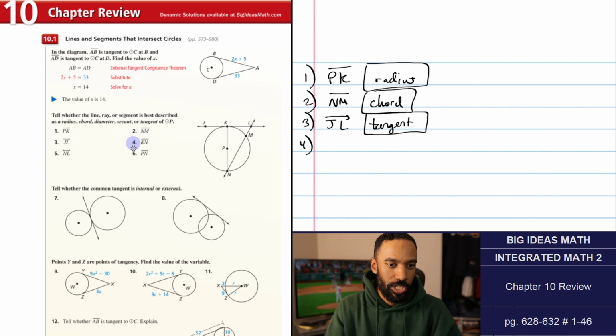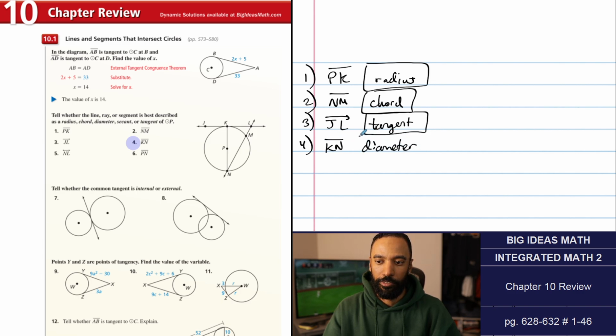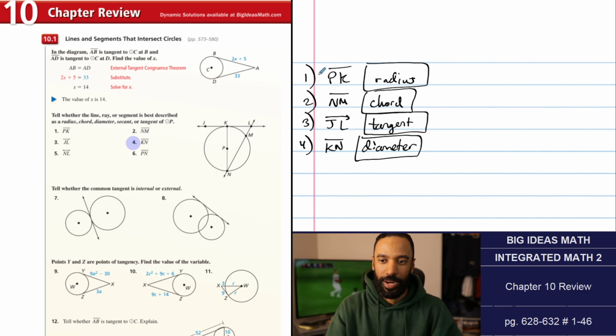Number 4, we have segment KN. KN, you could describe as a chord, but they ask you to best describe it. KN is the longest chord in the circle because it goes through the center. Segment KN is known as a diameter. Probably a word you knew well before chord or tangent. Radius and diameter are probably ones that you're like, yeah, I got those ones.